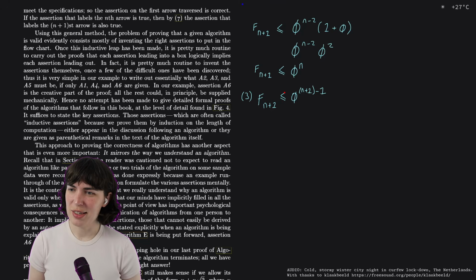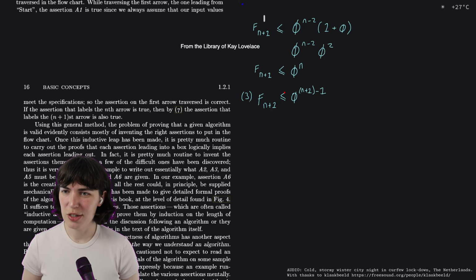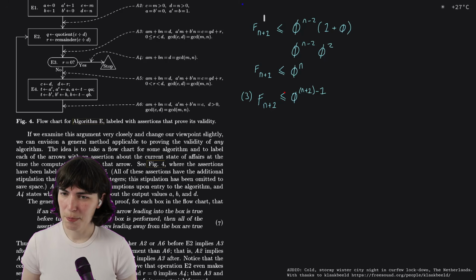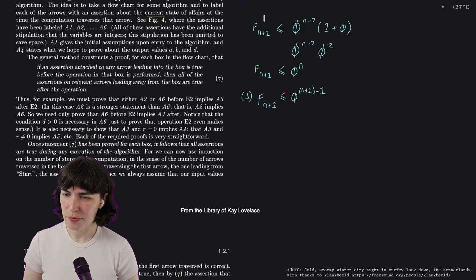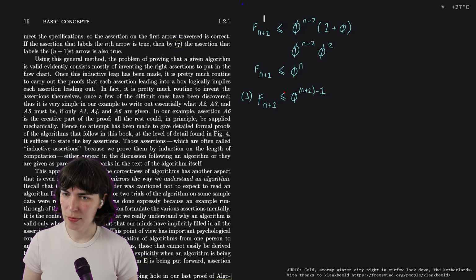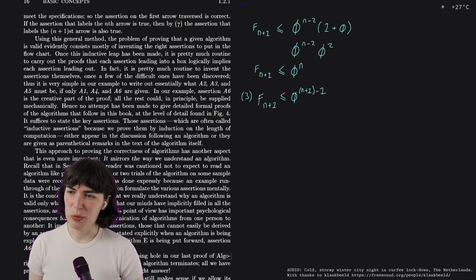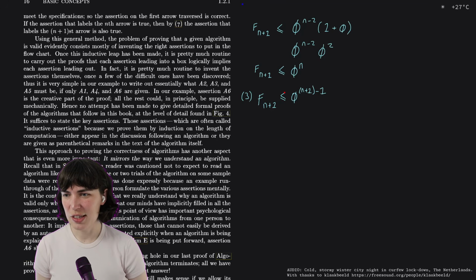In our example, assertion A6 is the creative part of the proof. All the rest could, in principle, be supplied mechanically. Hence, no attempt has been made to give detailed formal proofs of the algorithms that follow in this book at the level of detail found in Figure 4. It suffices to state the key assertions.